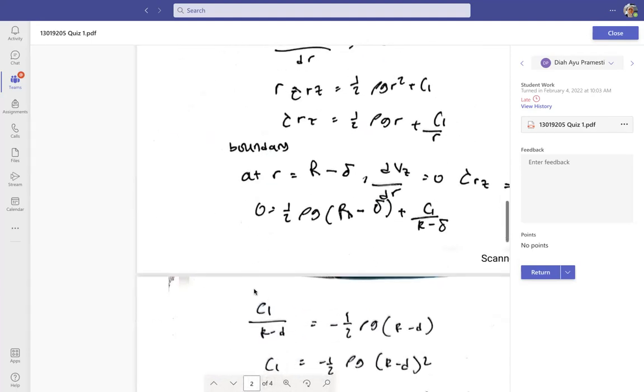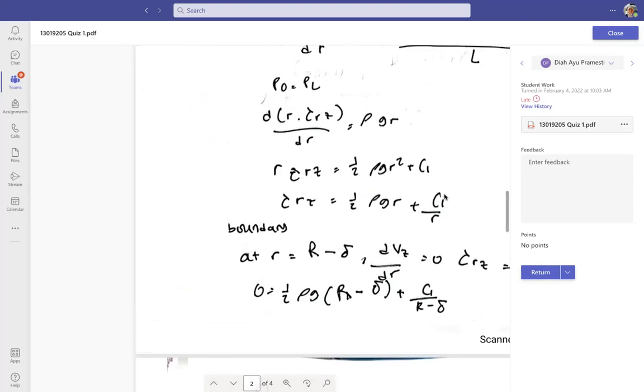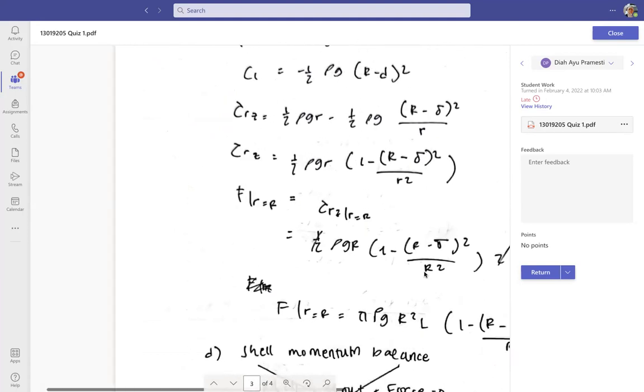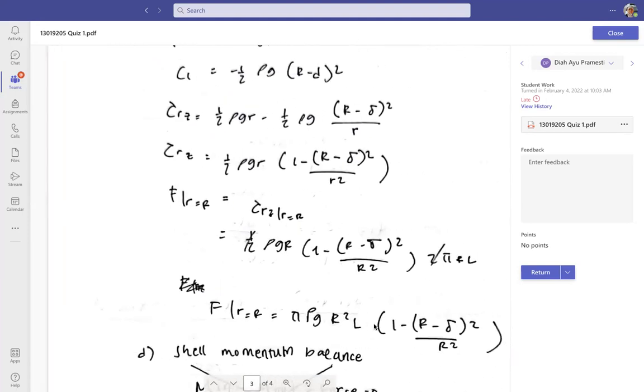And then this one looks right. I think F is also the same. 2VR, yeah. Okay.